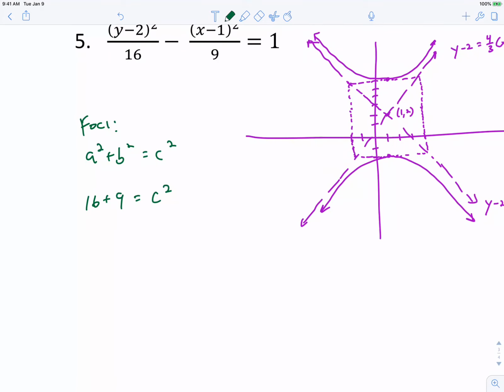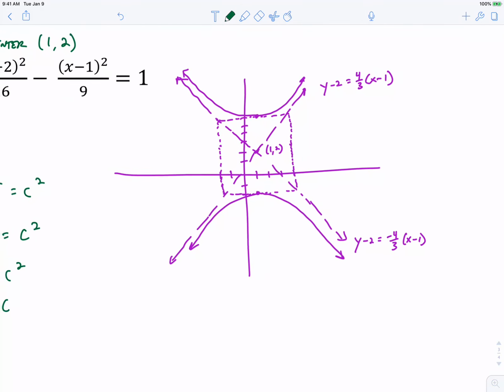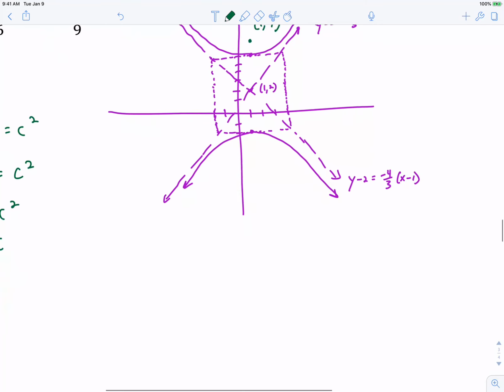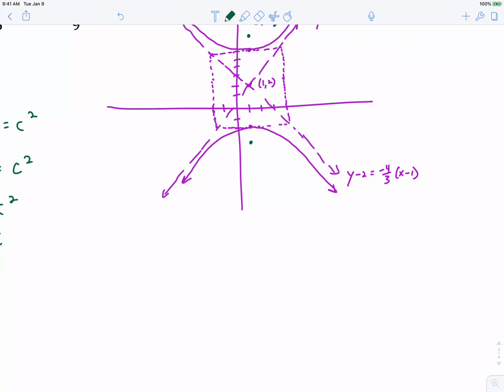So 16 and 9 is 25. So c is 5. So now if I go 5 units up from here, the foci is right there. And its coordinates are 1, and then I go 5 up from the center, so that would be 7. And then I would go 1 unit down here, and I go 5 units down from the center, so it would be negative 3. There's my foci.